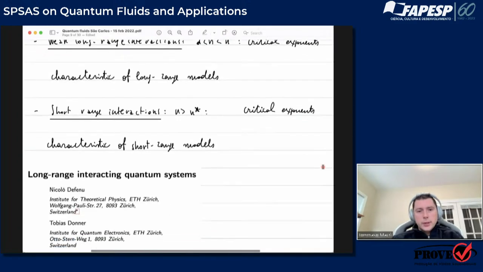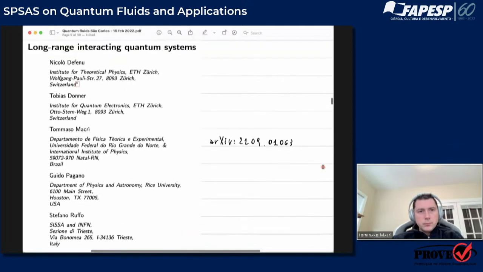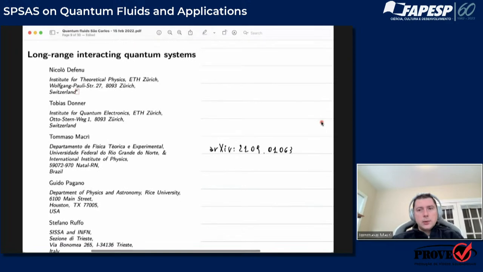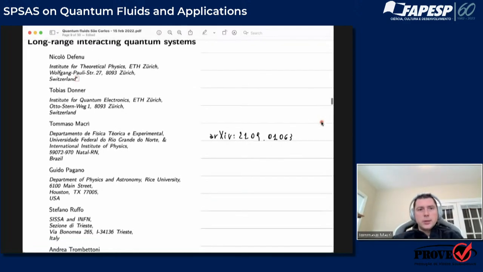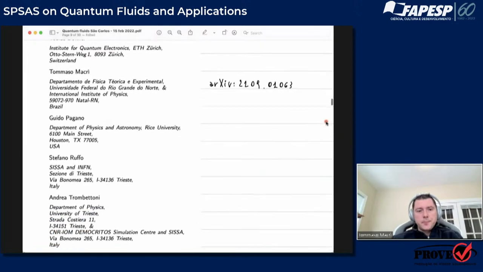Now, if you want a more detailed review on this, there is a review that we recently submitted in September last year, which is currently under review, where we discuss all these universal thermal, quantum and dynamical properties of long-range interacting systems. So this is not something that I will be talking about today, apart from some features that I will discuss later. But of course, you can have a look at this paper if you're interested in further details.